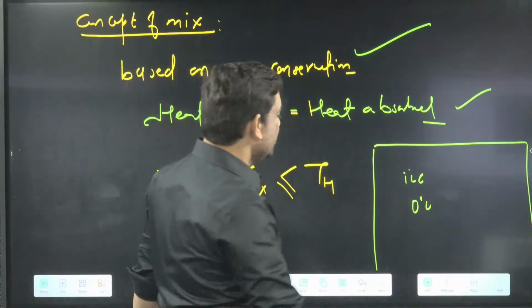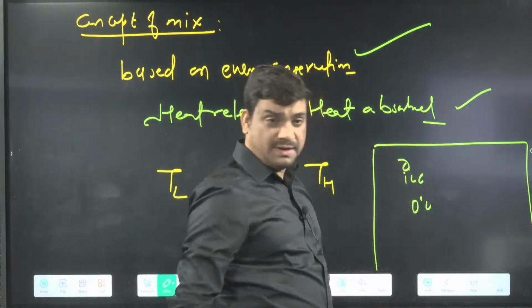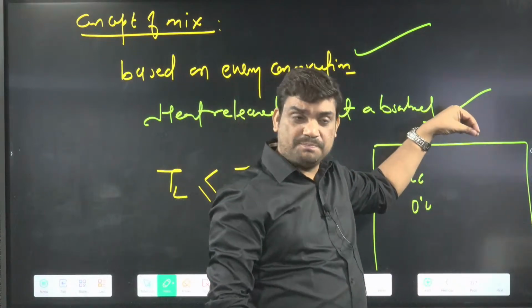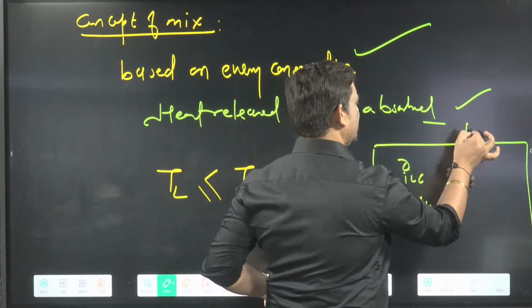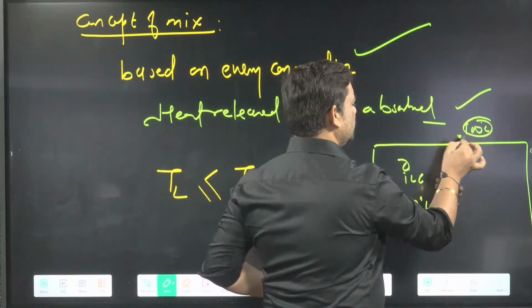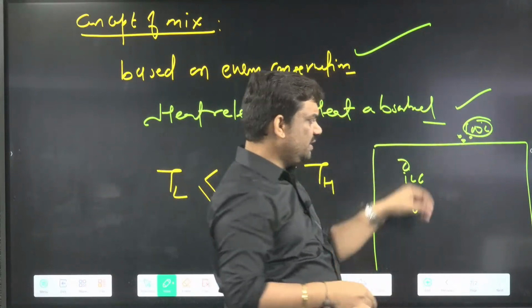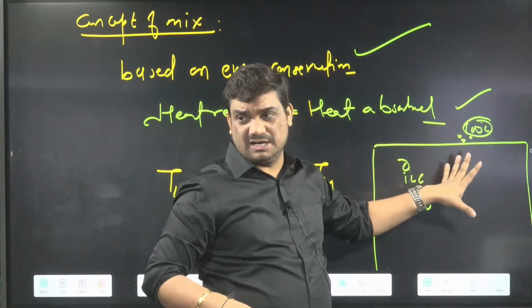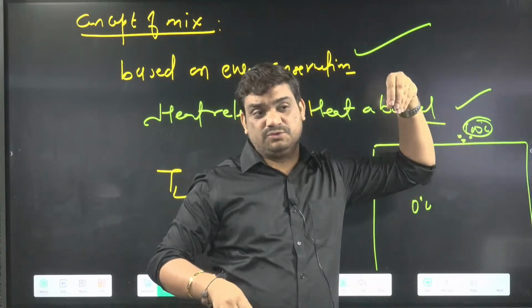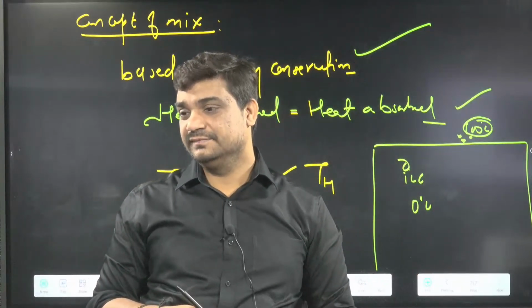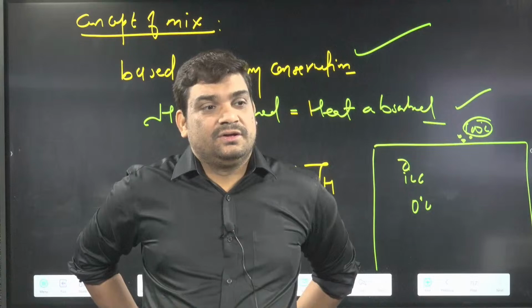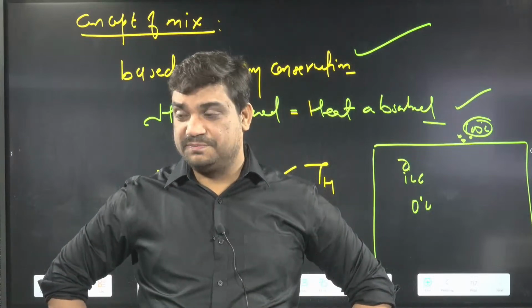You can say ice at 0 degrees Celsius. In this ice, if I drop 2-3 drops of water at 100 degrees Celsius, what will happen finally? If I drop 2-3 drops of water, finally what will happen?